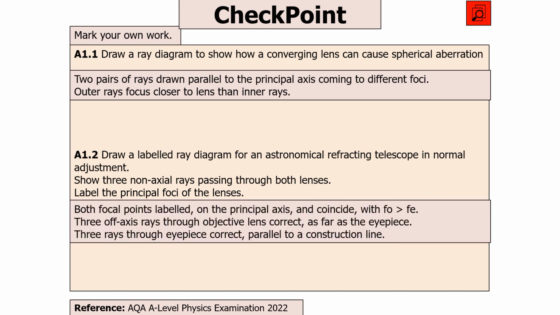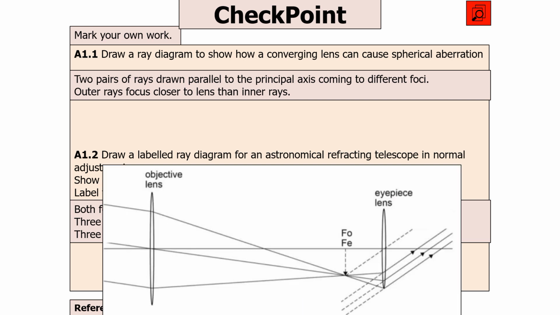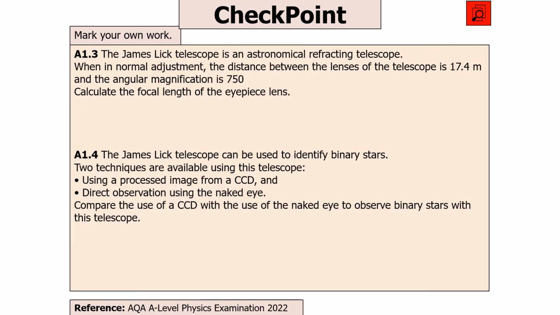The next question, you'd have both focal points labelled on the principal axis. FO is greater than FE. There'll be 3 off-axis rays through the objective lens as far as the eyepiece, and then 3 rays to the eyepiece with all parallel to the construction line as shown in the following diagram. Now in our next question, how can you work it through?